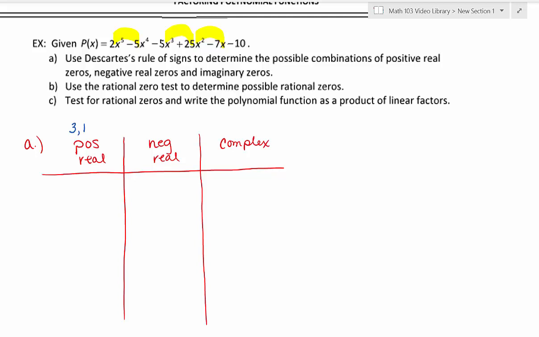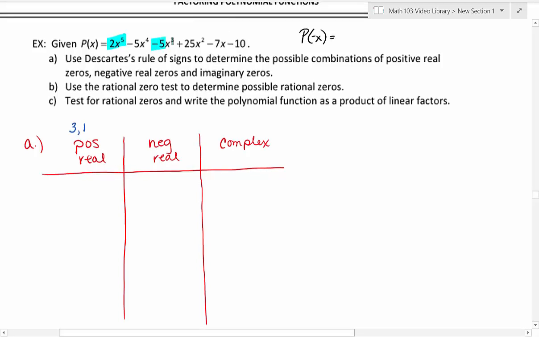For our options for negative real zeros, we need to look at the number of sign variations in p of negative x. So we find p of negative x by plugging negative x in for x and then simplifying. Remember, there is a shortcut. From p of x to p of negative x, all you need to do is change the sign of the odd degreed terms. So the odd degreed terms here are these 3. If I change the sign of those 3 and keep the other 3 the same, that'll be my p of negative x. So this is going to be negative 2x to the fifth minus 5x to the fourth plus 5x to the third plus 25x squared plus 7x minus 10.